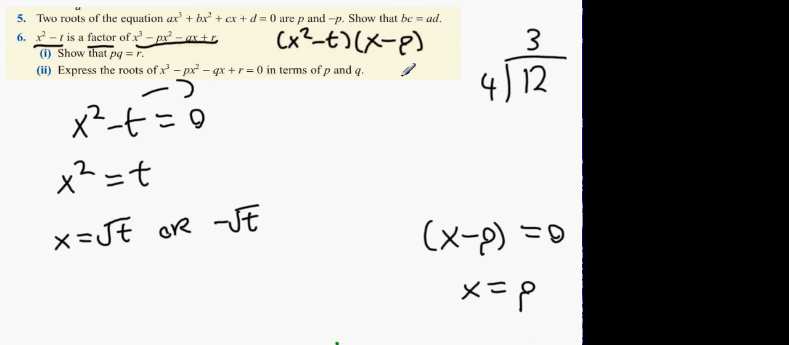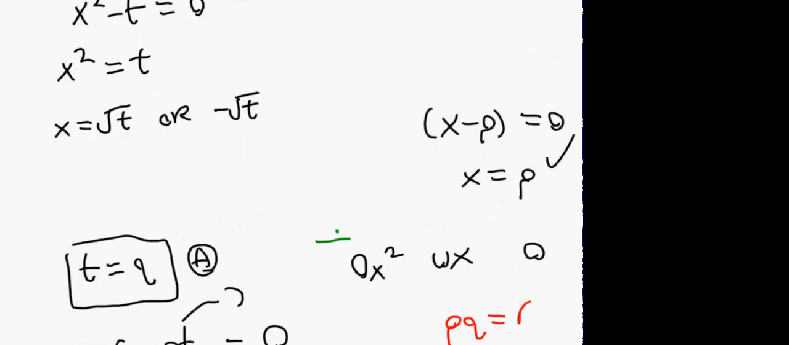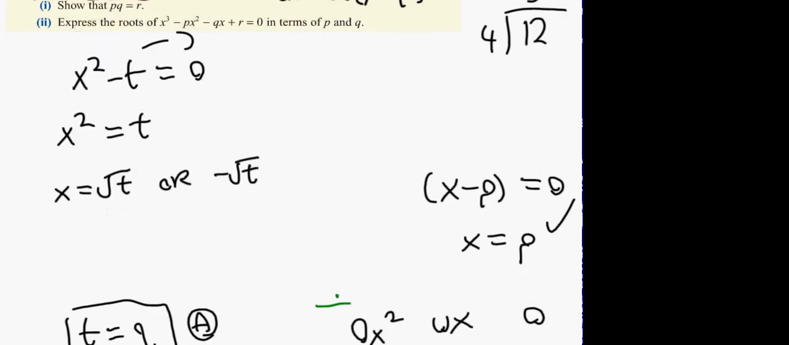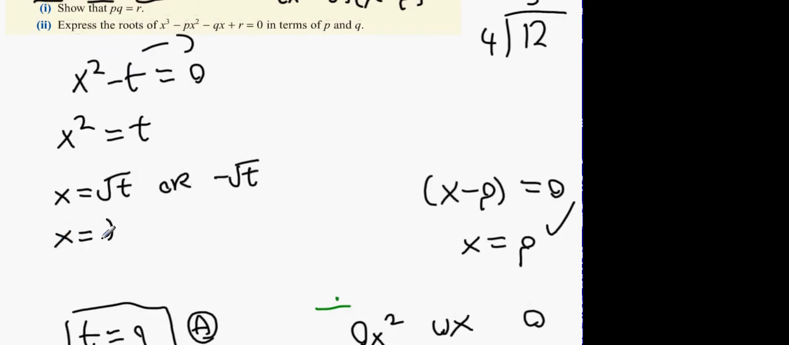Express the roots in terms of p and q. This root is p. That is in terms of p and q. The problem is root t is not in terms of p and q. So I go down and look at what we got last time. Oh, t is actually equal to q. So what I can say is x is equal to root q or minus root q. And that's my answer done. It's now in terms of p and q. Okay?